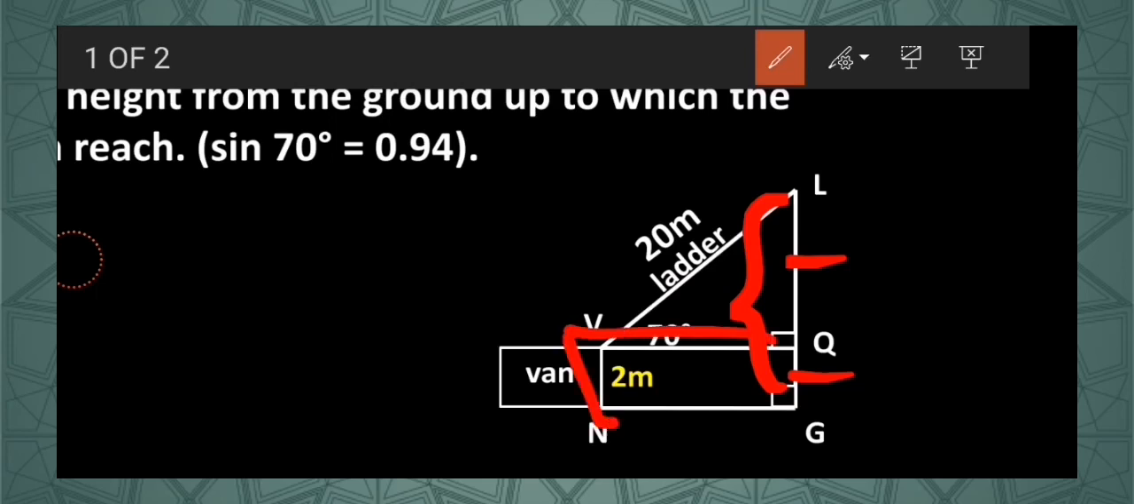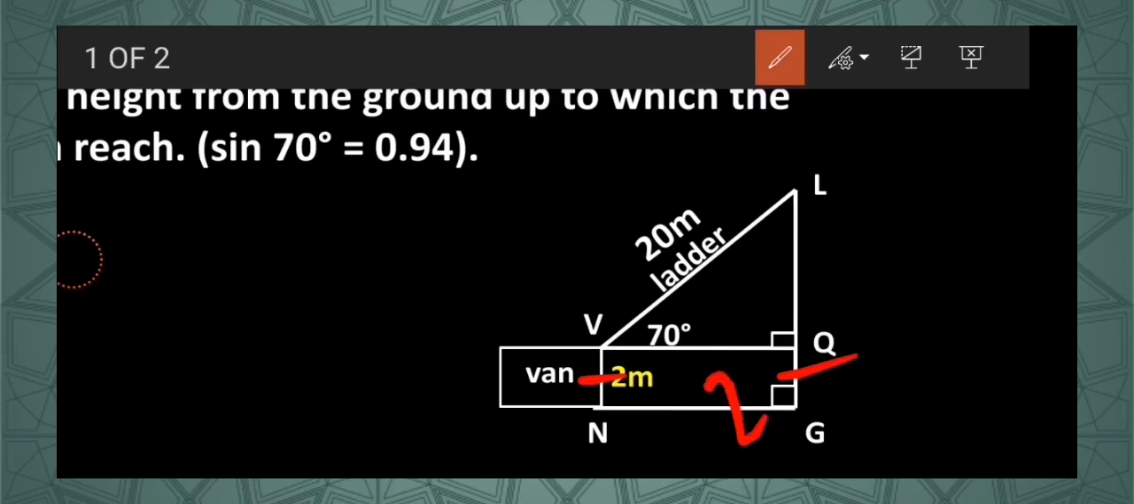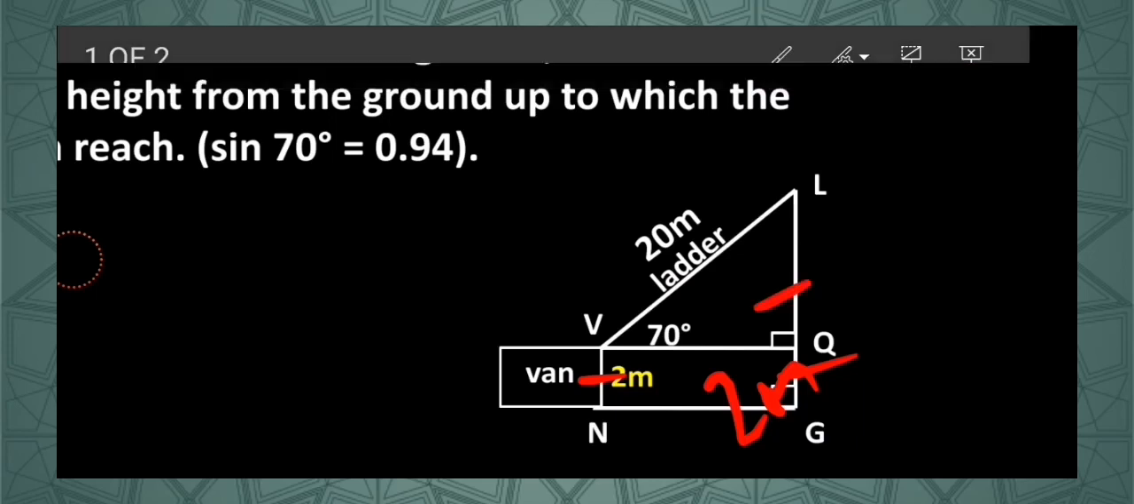If you observe, the quadrilateral made over here is a rectangle, and you know why? Because VN and QG are perpendicular to the ground, so this quadrilateral will be a rectangle, and as it is a rectangle, opposite sides are equal. That makes VN equal to QG, sorry, not LG, QG. That will be 2 meters. So we got the first part, 2 meters, and I will be doing certain operations to find the LQ. Okay, let's move on.